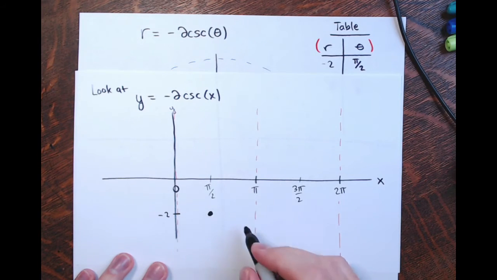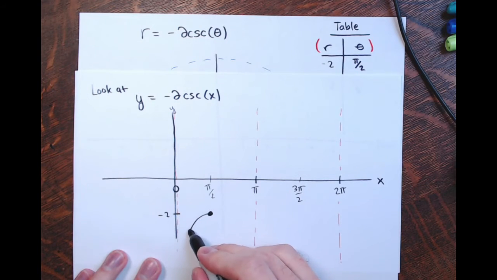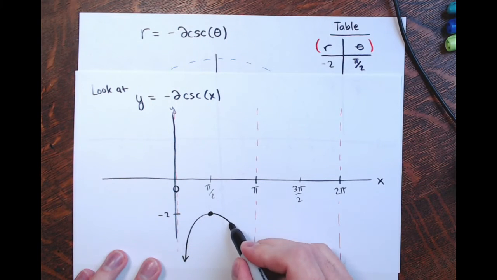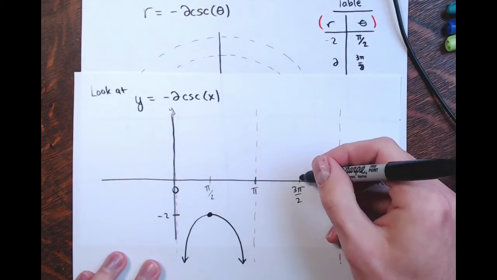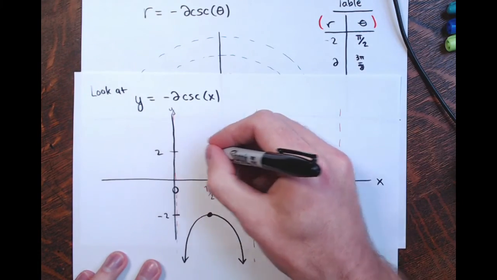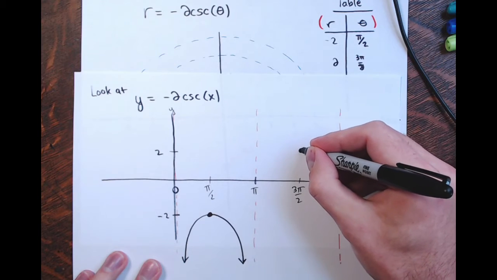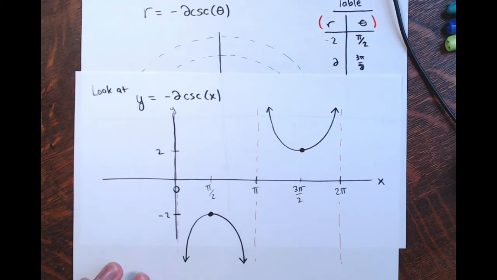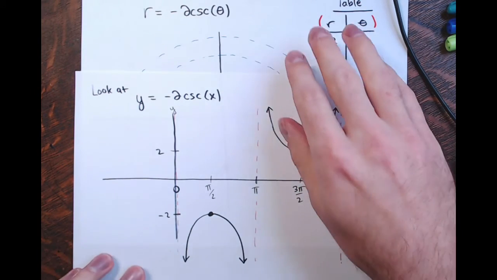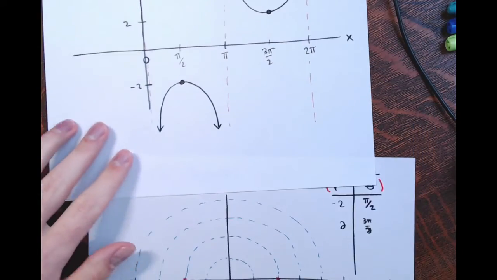And remember the graph of this were these U-shapes between these asymptotes. So I had this U-shape here. And then plugging in 3 pi over 2 gave me +2. And again, this U-shape opening up, approaching these asymptotes. And there's a graph of one cycle back in x and y coordinates. Now let's translate these to the polar grid.